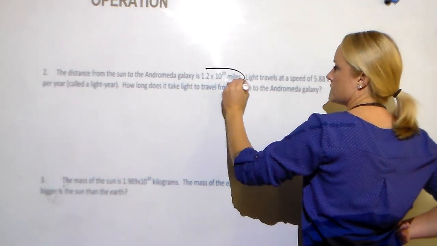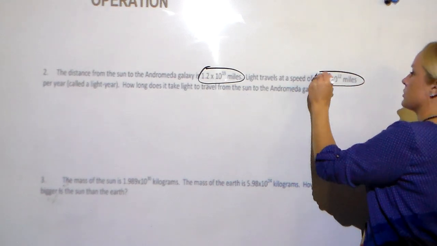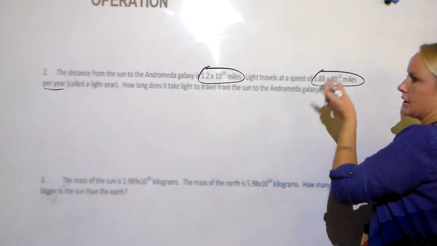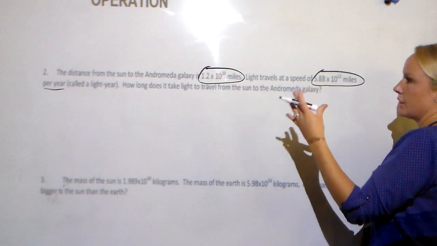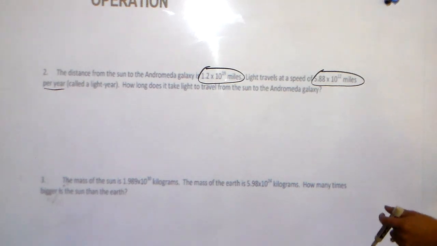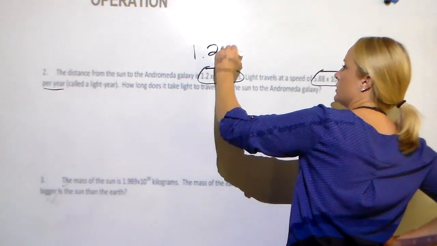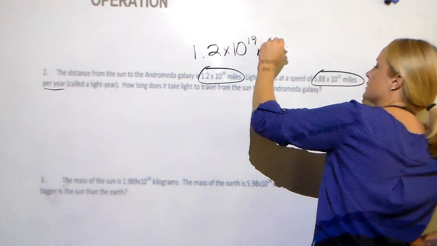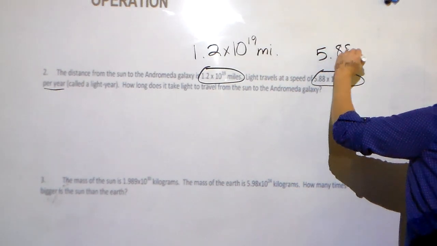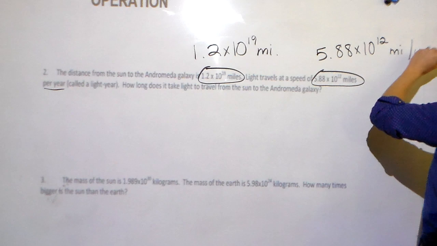So we have this amount of miles, and we have miles per year. Cut that off a little bit, it's there. And that's a light year when we're talking about how many miles per year light travels. And we're looking for how long it's going to take for light to travel from the Sun to Andromeda Galaxy. So again, I will write this larger, 1.2 times 10 to the 19th miles. And it travels at a speed of 5.88 times 10 to the 12th miles per year.